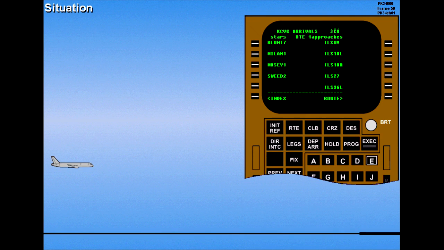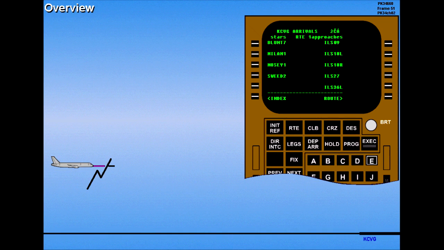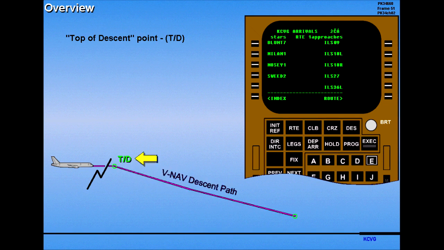In this situation, you are slightly southwest of Volunteer, preparing for your descent into Cincinnati. In preparation for descent, you must establish an accurate top of descent point, or TD, for proper VNAV operation. To accomplish this, you must first create an end of descent point, or ED.